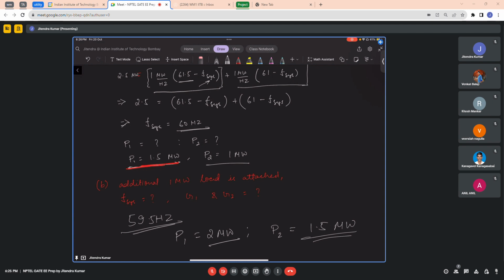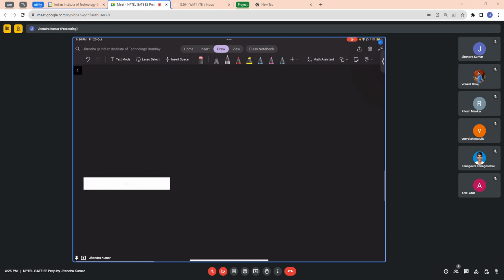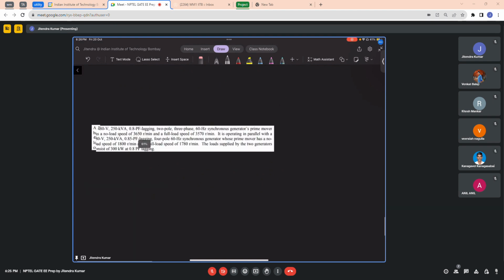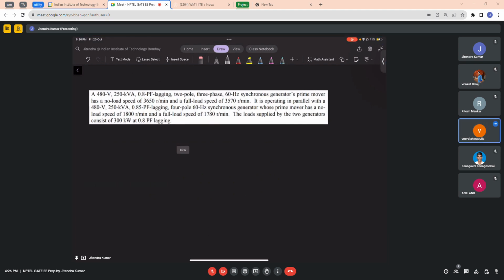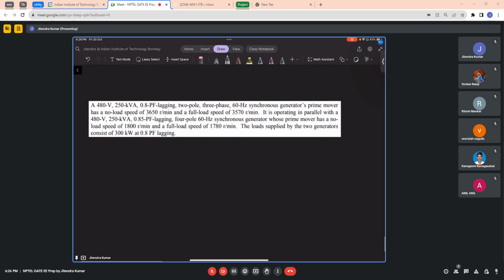Okay, so moving on with the next problem. I hope you are able to see the problem. Visible, sir. So a 480 volt, 250 kVA, 0.8 power factor lagging, two pole, three phase, 60 hertz synchronous generator. This is the generator one characteristics. Let me highlight it. No load speed of 3650 RPM and full load speed of 3570 RPM.